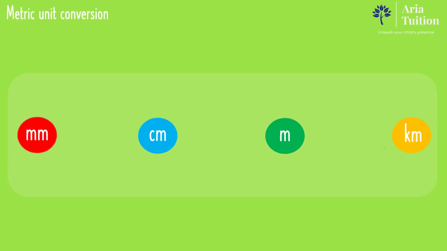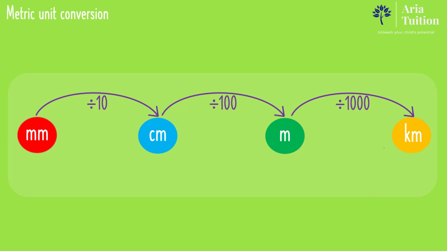To get from millimeters to centimeters, we divide by 10. To go from centimeters to meters, we divide by 100. To go from meters to kilometers, we divide by 1,000. And to convert back to millimeters, we simply do the inverse.